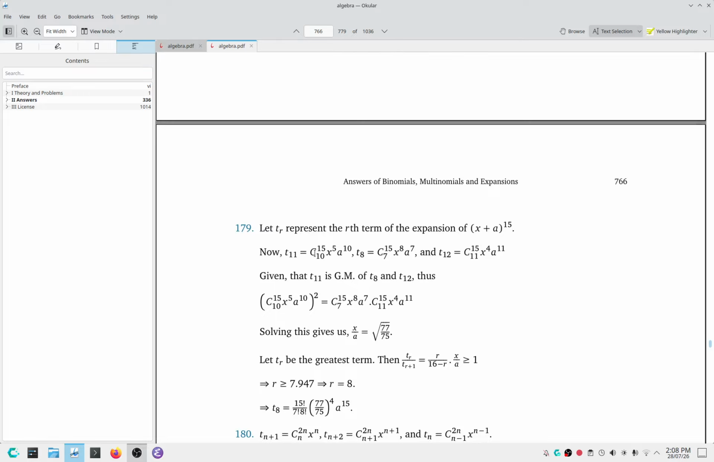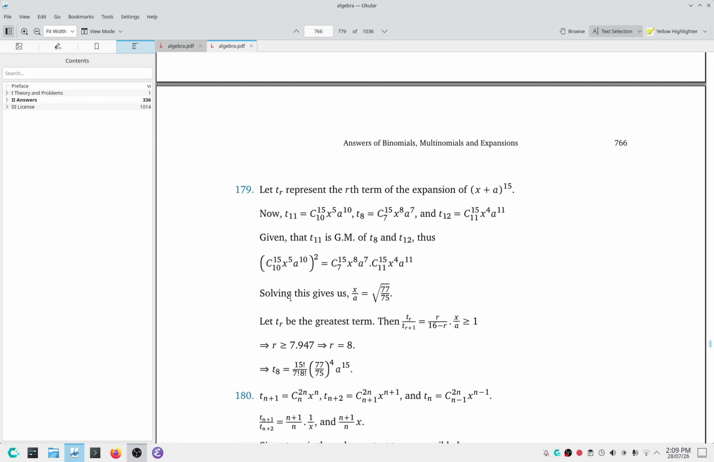The 11th term is 15C10 x^5 a^10. The 8th term is 15C7 x^8 a^7, and the 12th term is 15C11 x^4 a^11. Given that T11 is the geometric mean, we square T11 and equate it to the product of the 8th and 12th terms. Solving this, we get x/a equal to the square root of 77/75.